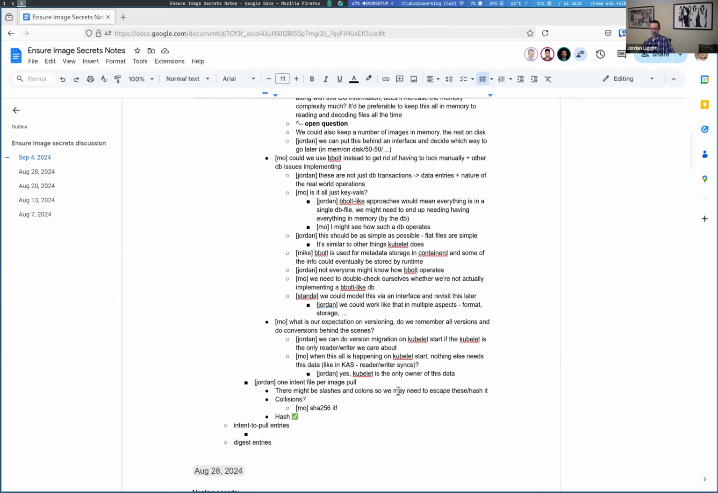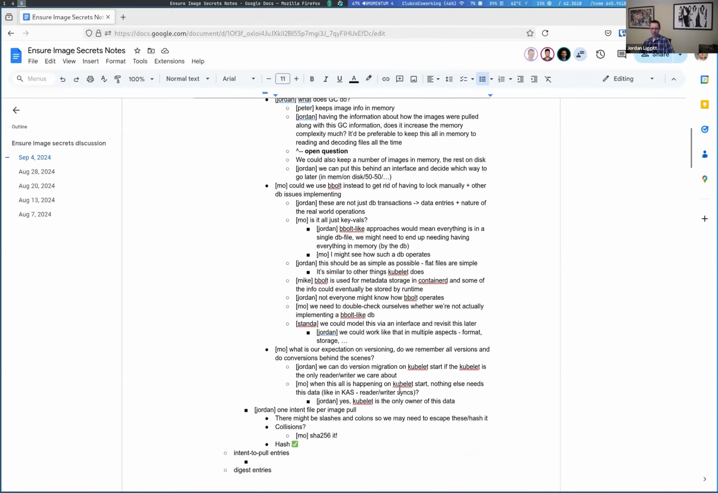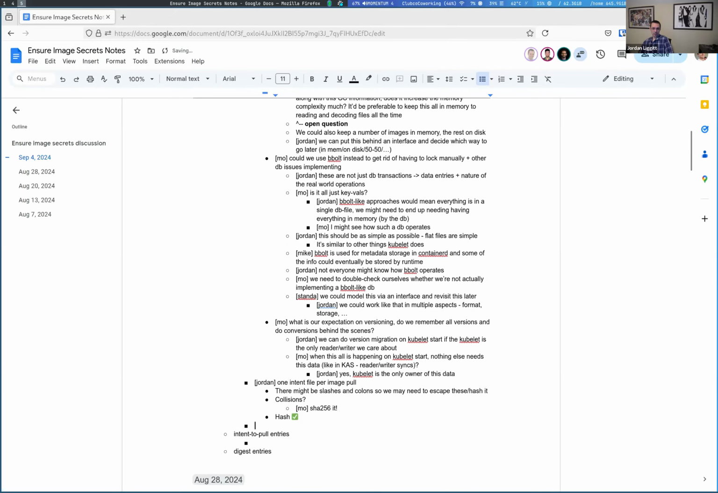For digest entries, we already have a hash, right? Which is the digest. Does that match people's expectations? So the image is like SHA-256 colon whatever. I would think it would make sense to just use that as the file name for that entry.